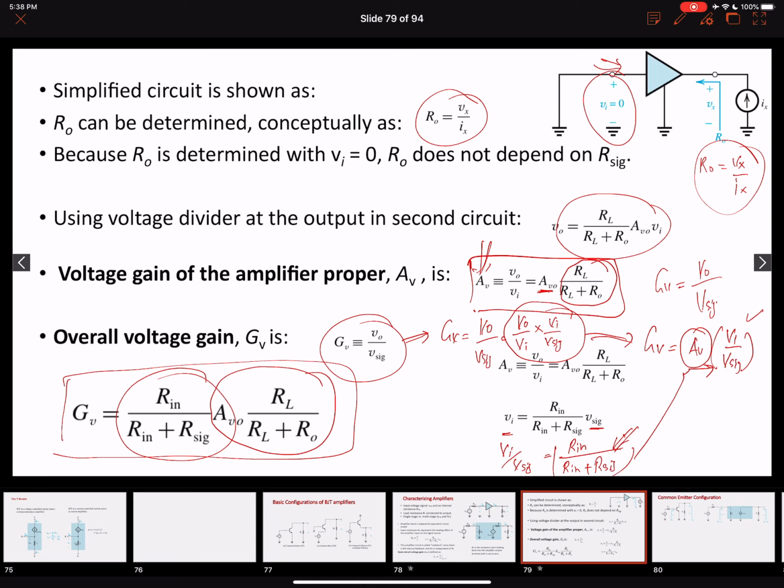Again, there are three or four important components while characterizing any amplifier: the input resistance of an amplifier, the output resistance of an amplifier, the open circuit voltage gain, the voltage gain of an amplifier, this Av, when the load resistance is connected, and finally the overall voltage gain, the output of the amplifier circuit to the input signal that we want to amplify, V signal. Okay, so now let's go back to the three configurations.